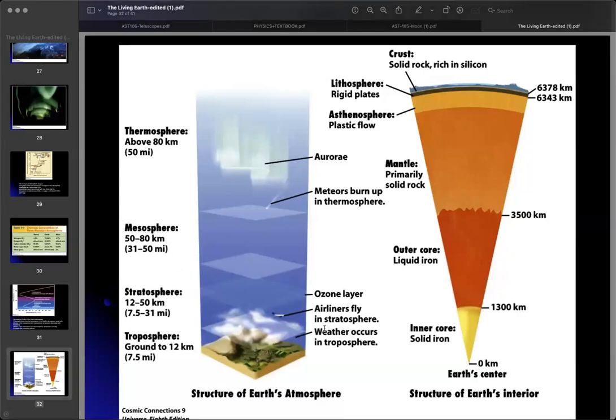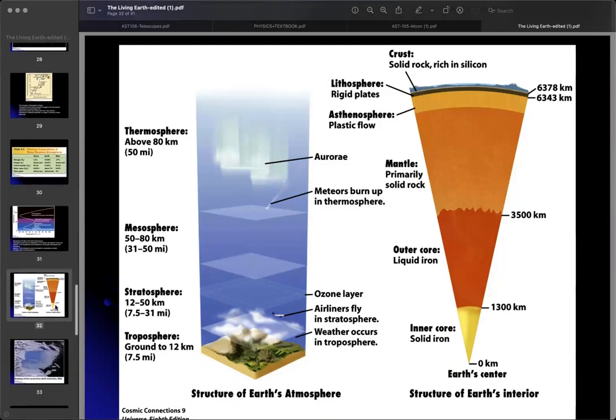Here are again the four layers of Earth's atmosphere with some descriptions of the magnitude of their dimensions and some interesting facts about them. On the right, it is compared with the Earth's internal structure.